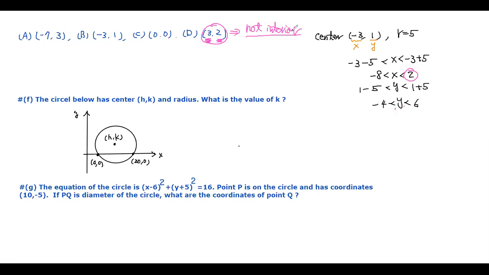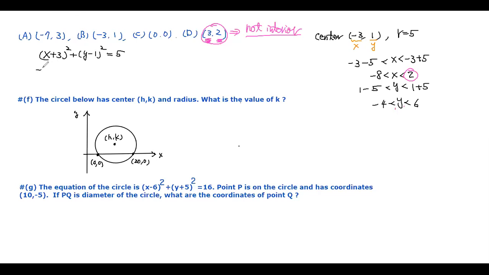Sometimes they give you numbers that are all within the ranges. That doesn't mean that if x is inside and y is inside, the point is inside. So the way you check is to substitute the numbers into your equation: x plus 3 squared plus y minus 1 squared is equal to 25. Okay, so you can plug in.